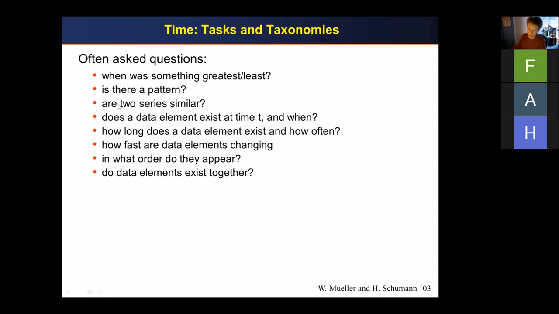Now we want to figure out whether two time series are similar, right? So you can just take the time series and align them and then compute a distance metric, like Euclidean, correlation, cosine distance, anything that you've learned before. The problem is just the alignment.